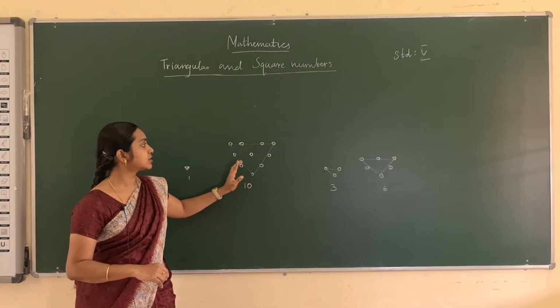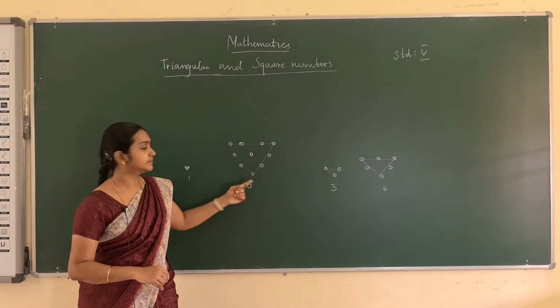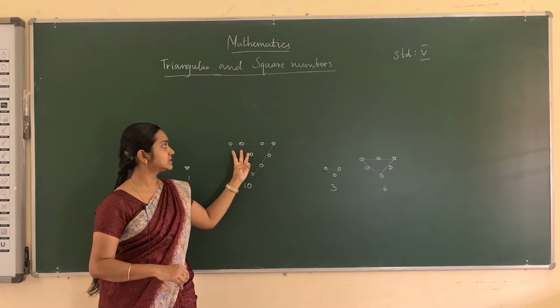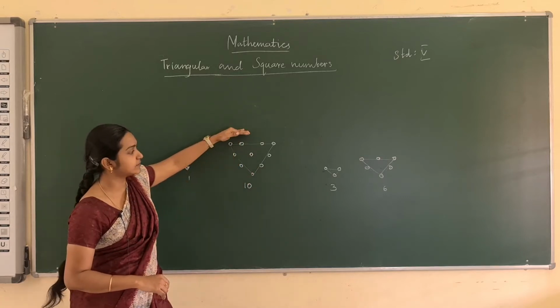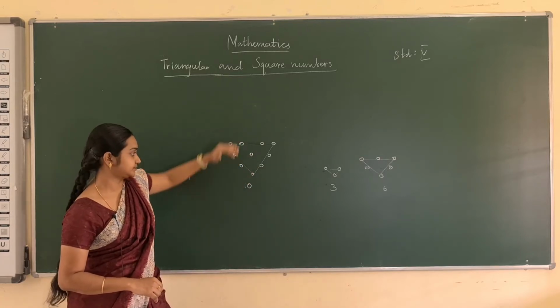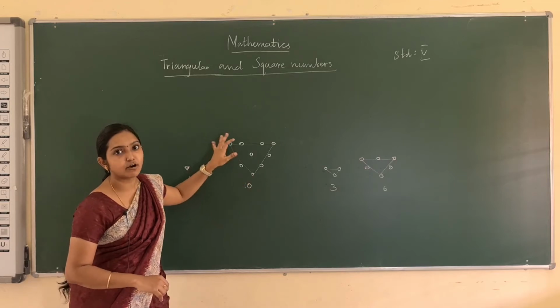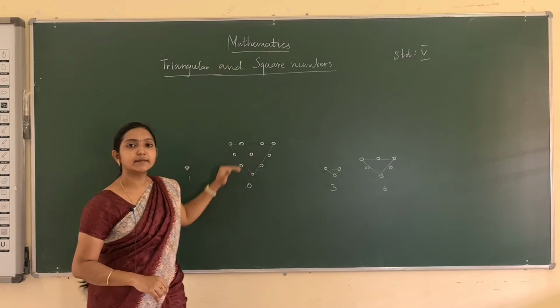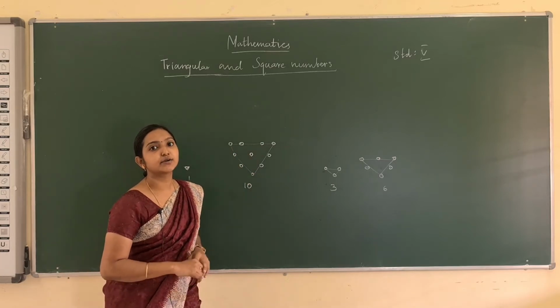Here the dots are arranged in an increasing order. Here we have kept 1 dot, next 2 dots, next 3 dots, next 4 dots, and the next pattern will have 5 dots. So it is in an increasing order. So the number of dots that are used to form a triangular pattern is called a triangular number.